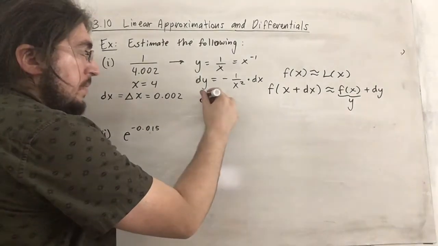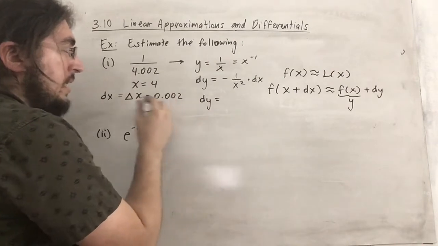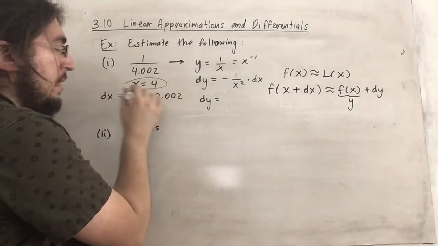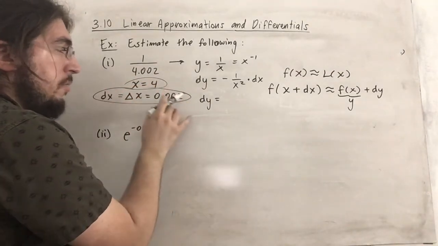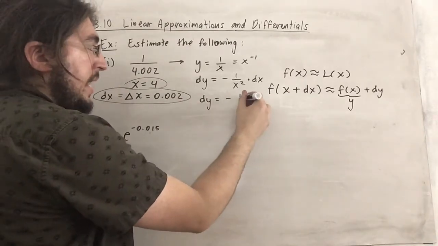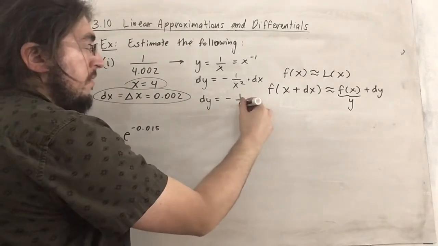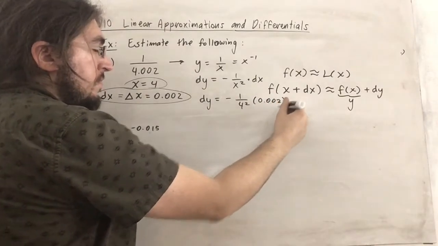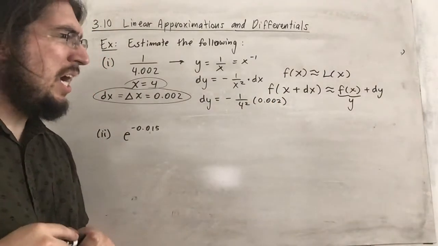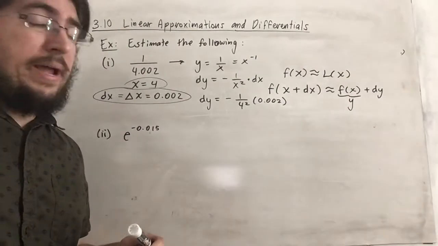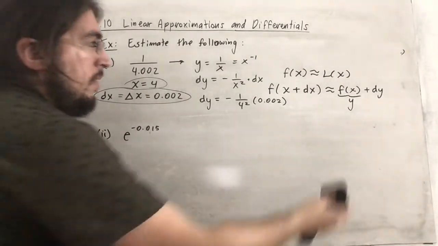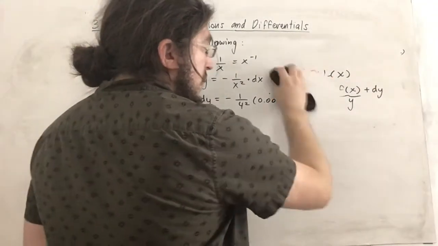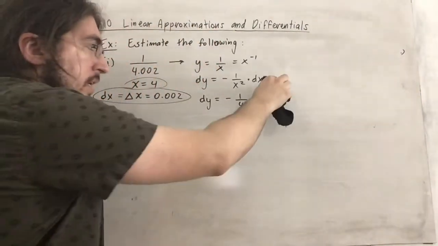So dy specifically, when x is equal to 4, and when dx is equal to 0.002, is negative 1 over 4 squared times 0.002. Which we can maybe not do in our heads, but we can definitely do by hand. We don't actually have to use a calculator too much here. So I'm going to try to convince you of a few things.